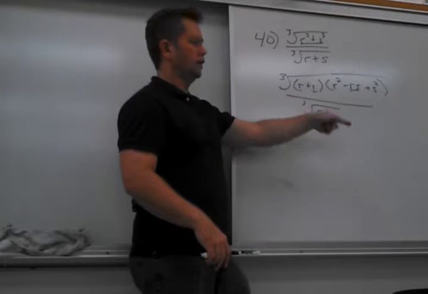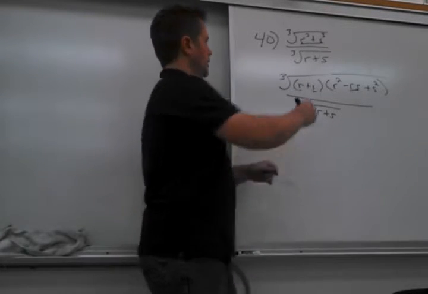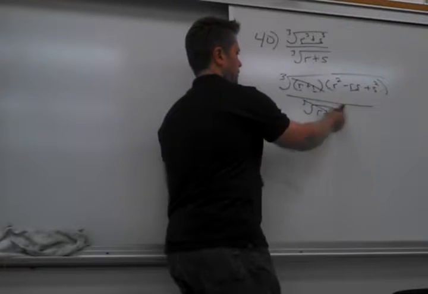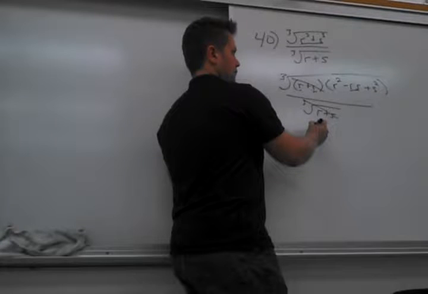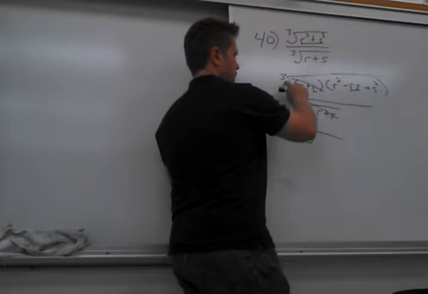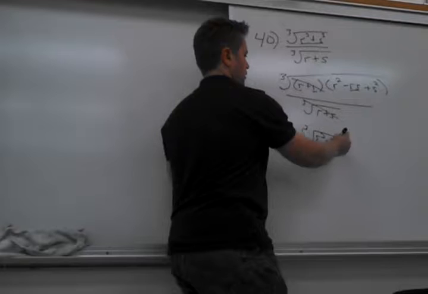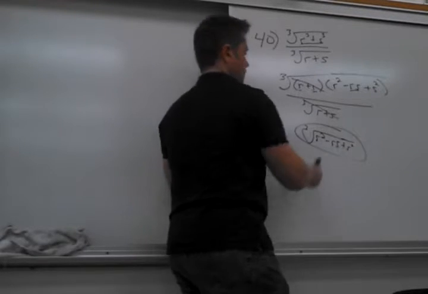Now, what am I allowed to do for the end result here? Cancel. Yeah, these both have cube roots, so I can cancel these parts. So I'm left with R, the cube root of R squared minus RS plus S squared. Done.